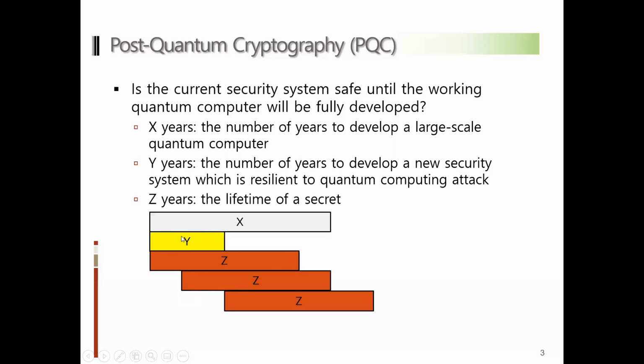And by the time we fully develop the new cryptography system, we might already be too late. If Y is about 10 years, Z is about 25 years, and the quantum computer takes about 30 years, then if the quantum computer becomes available, we are too late, because this secret will become publicly available even before the end of its lifetime. So that's why it is very important to develop post-quantum cryptography.